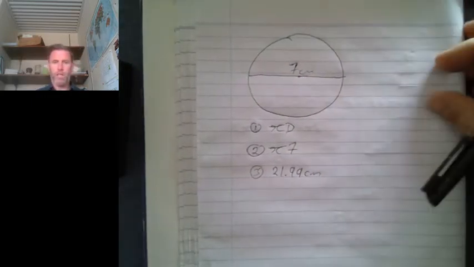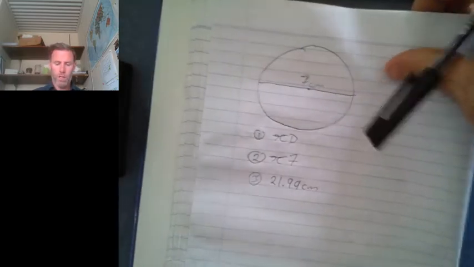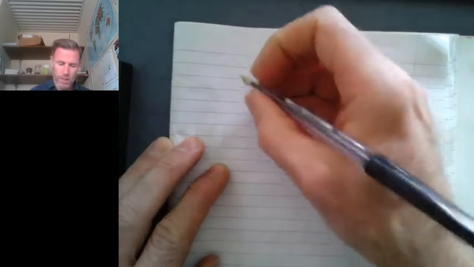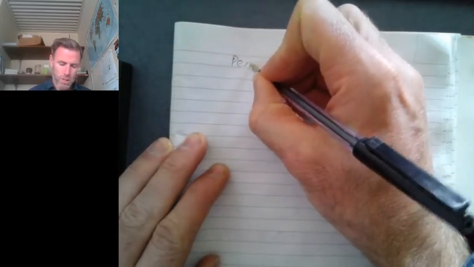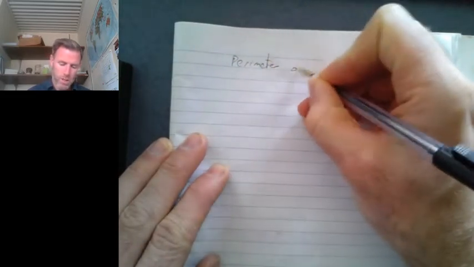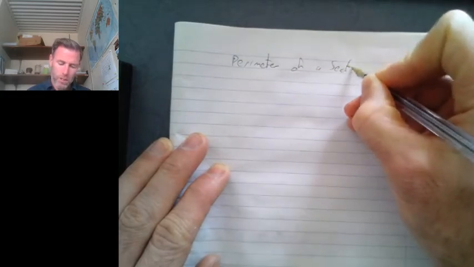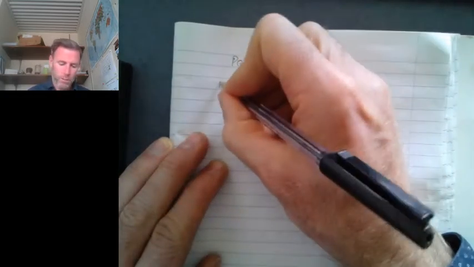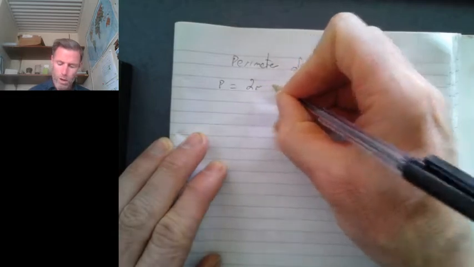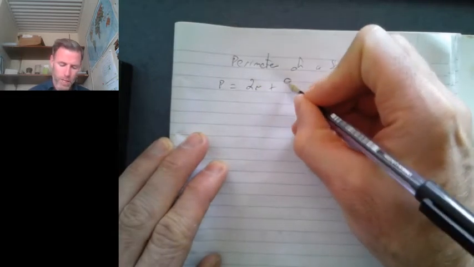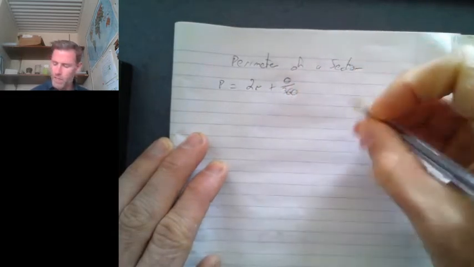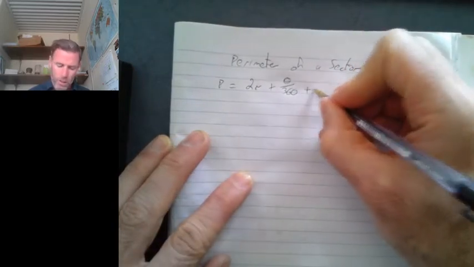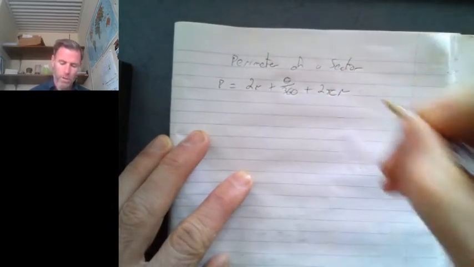Last thing I'm going to show you for today, to do with review, I'm going to just flip this page around so I don't end up wasting pages, is the perimeter of a sector. So the formula for perimeter of a sector is P is equal to 2 times R plus the degree of the sector over 360 plus 2 pi R.